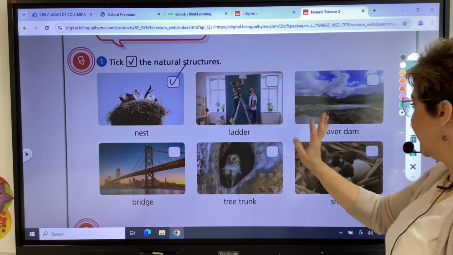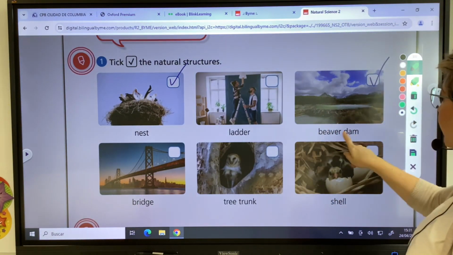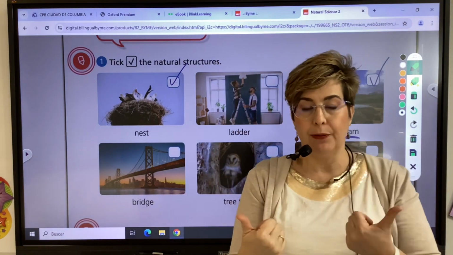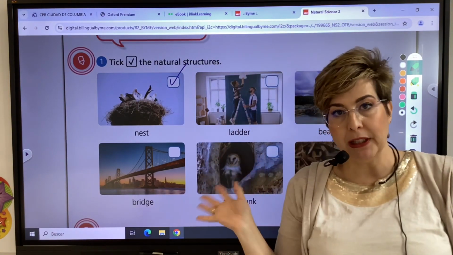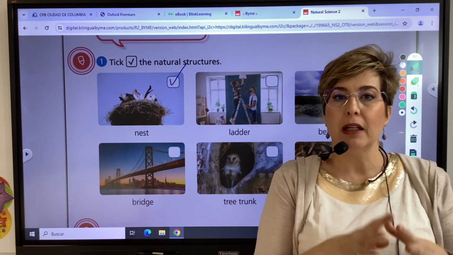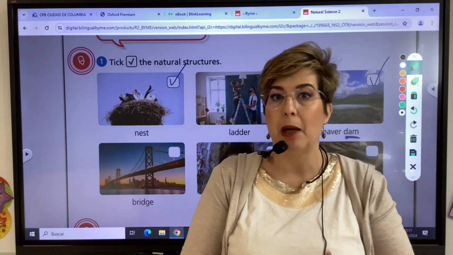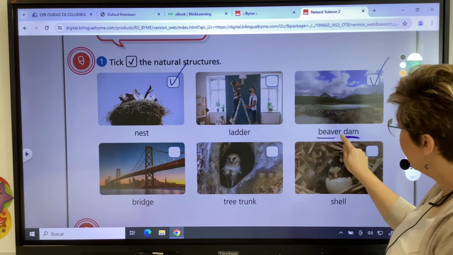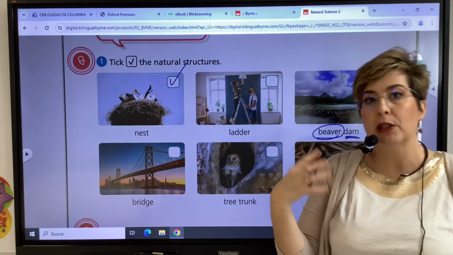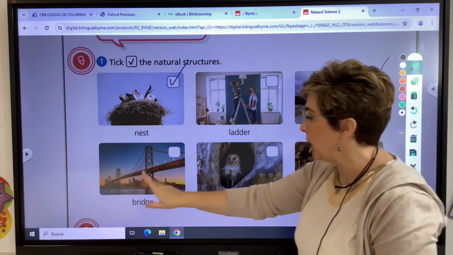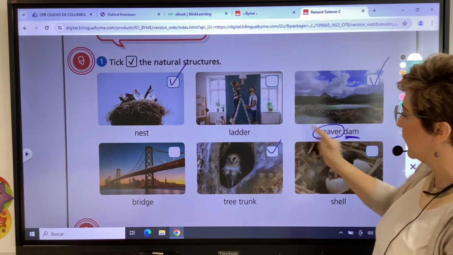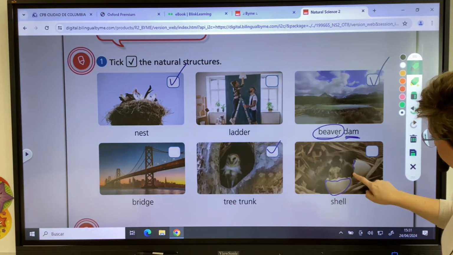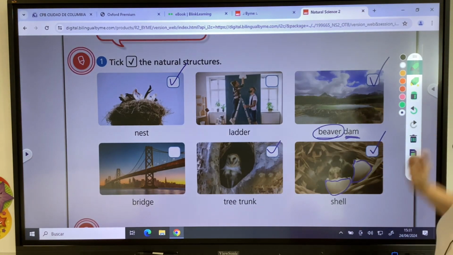The ladder is artificial, the beaver dam, but remember, a dam could be natural or artificial. Natural if it's made by animals, artificial if it's made by people. This is natural because it's a beaver dam, so it's made by animals. Bridge, artificial, tree trunk, natural, and shell, which is this, natural as well.